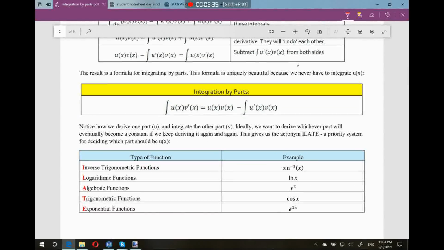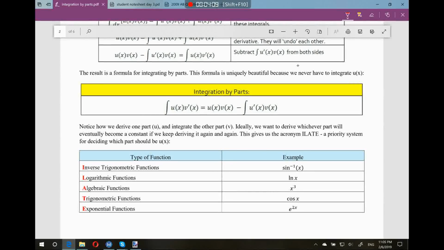When you're picking your u, there's an order that I like to use as a priority system to decide what should be u. These are based on whether or not we can integrate these functions directly and whether or not, if I derive these functions, I'll end up getting a constant eventually. So the acronym is ILATE. If you have an inverse trig function, that should be your top priority for setting equal to u and deriving it. That's because we can't integrate our inverse trig functions yet.